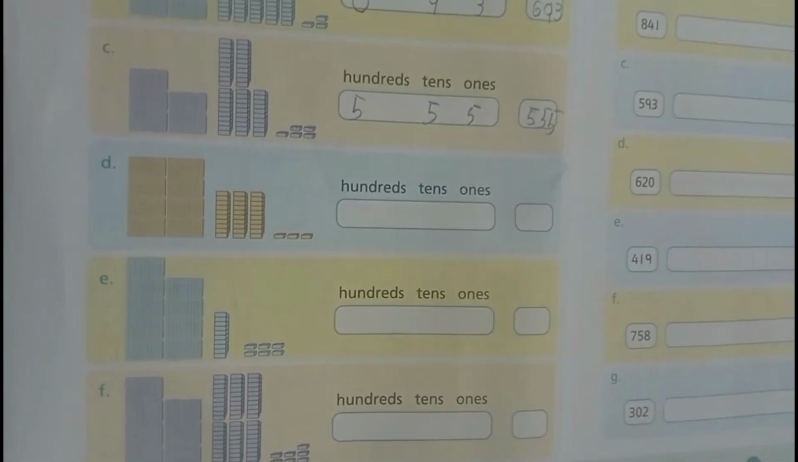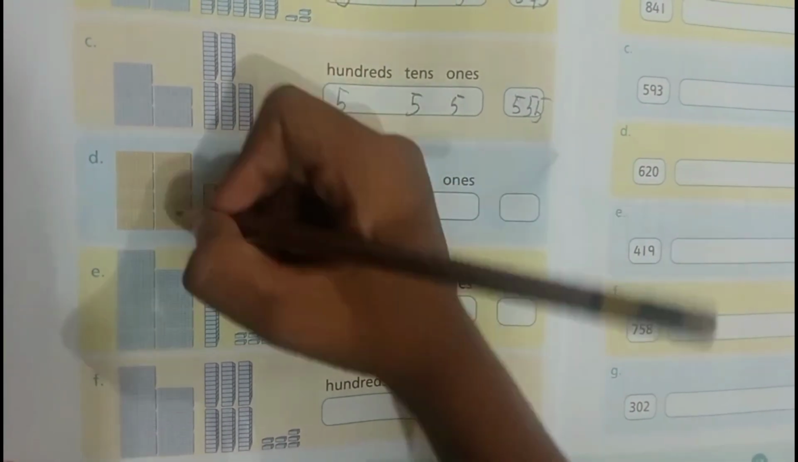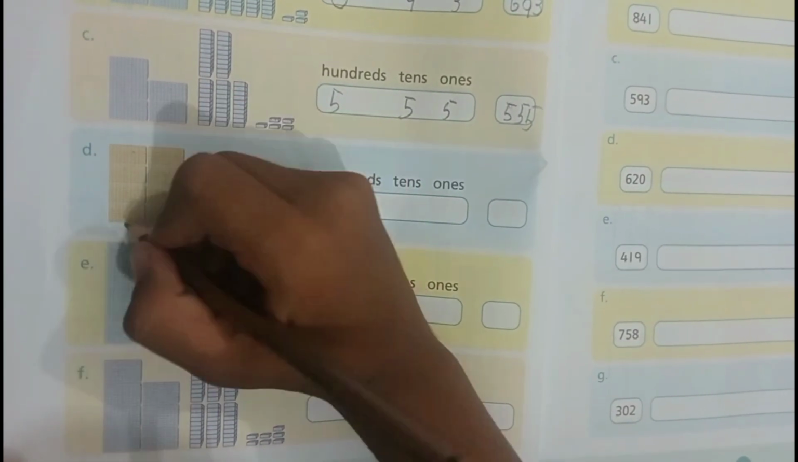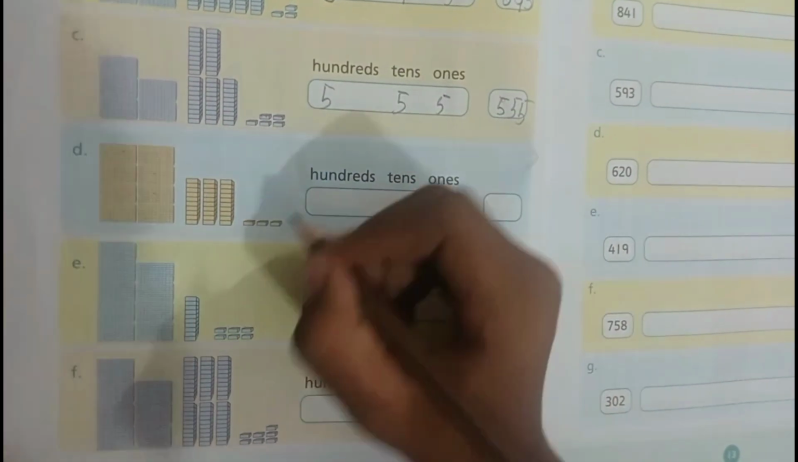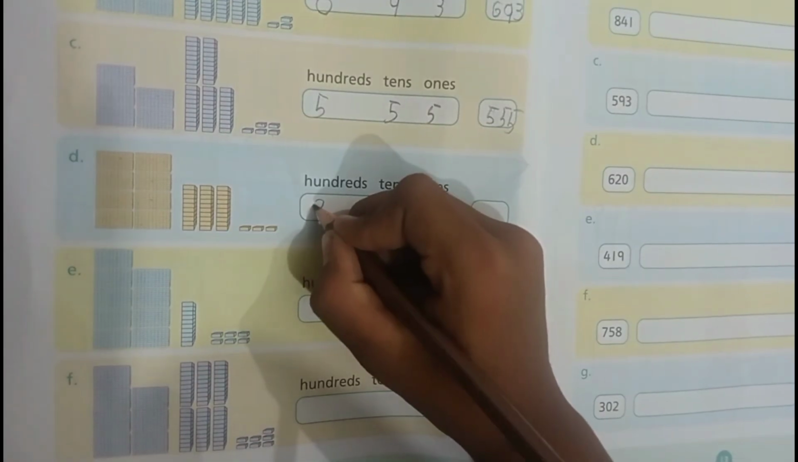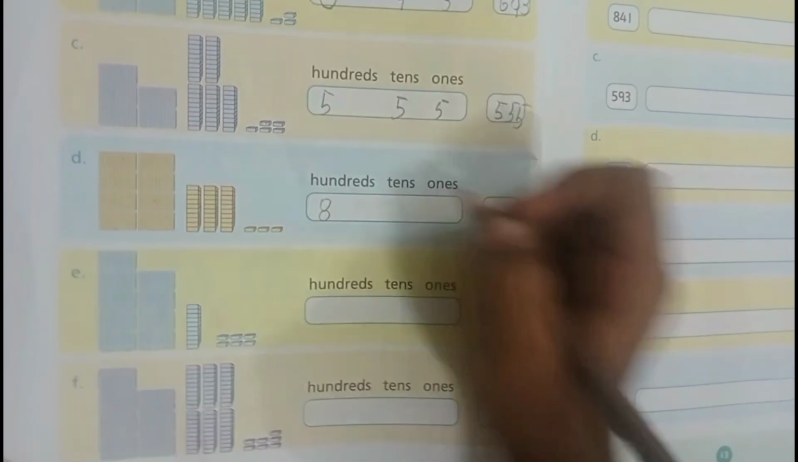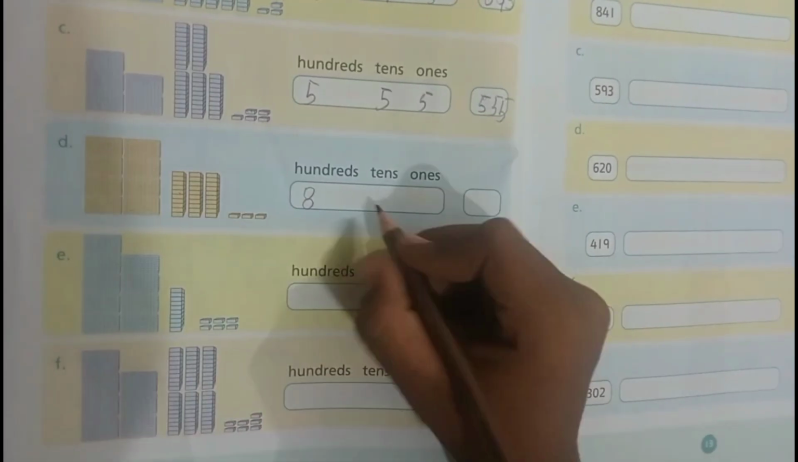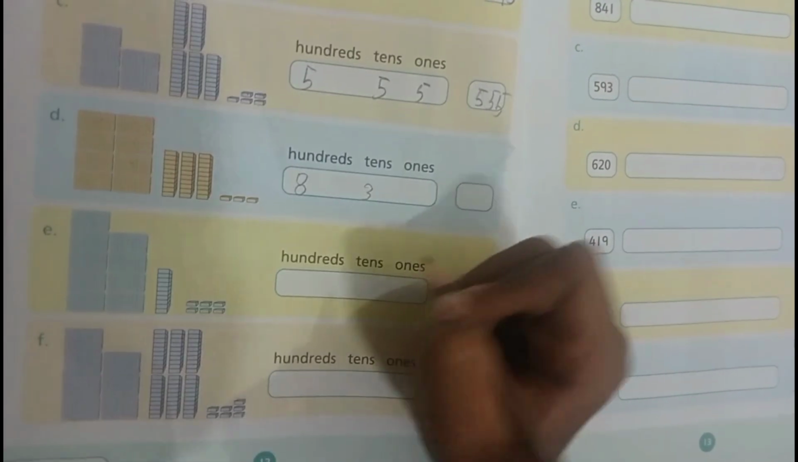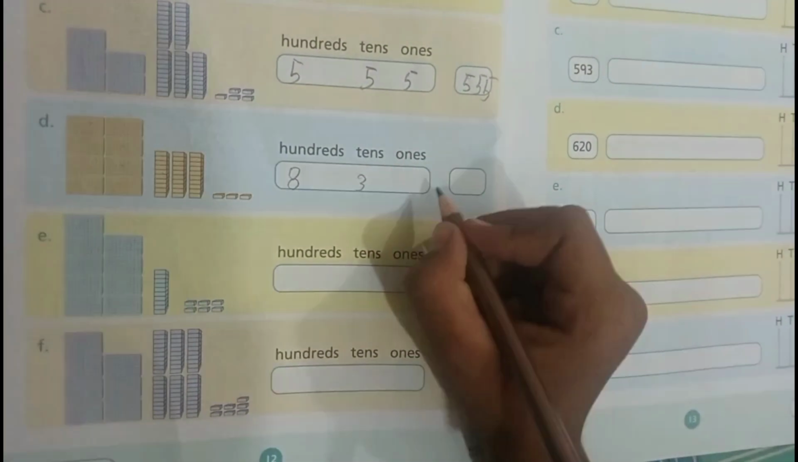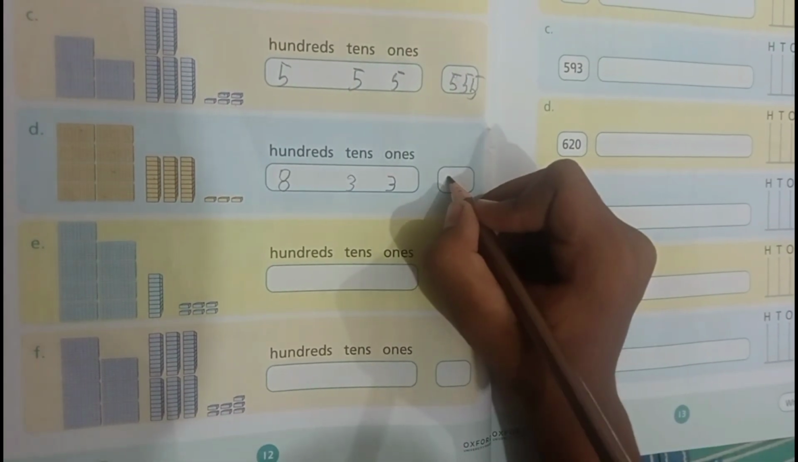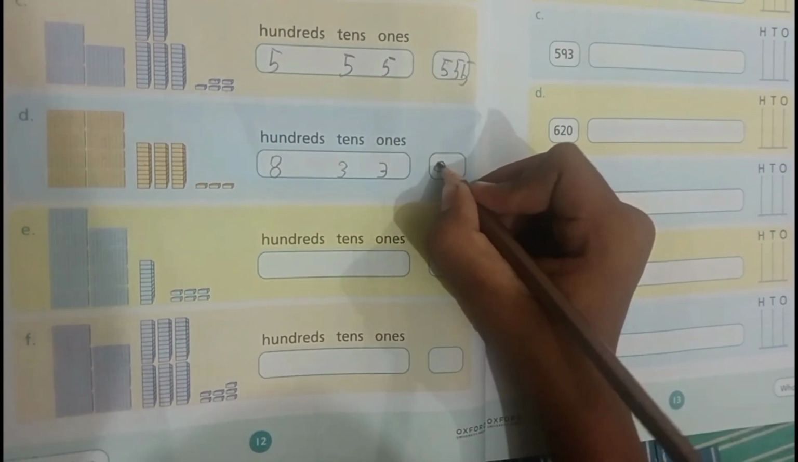Very good. Next one. How many hundreds here? 1, 2, 3, 4, 5, 6, 7, 8. 8. 800. And how many tens? 1, 2, 3. 3 tens. And how many ones? 3. And what is the amount? 833. Very good.